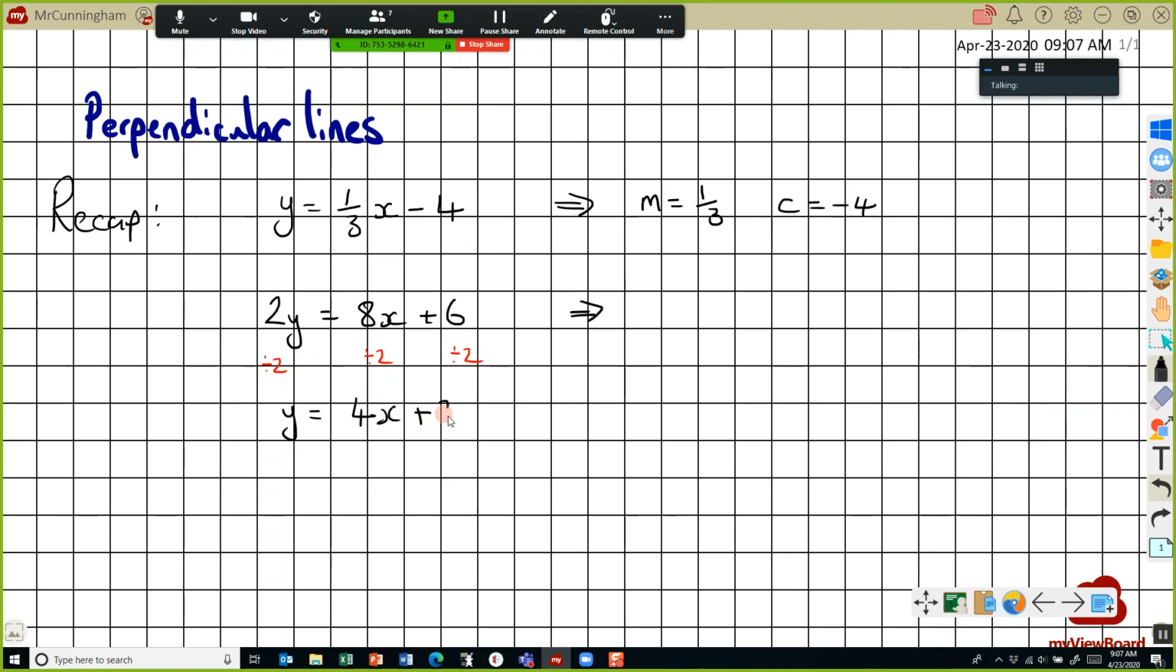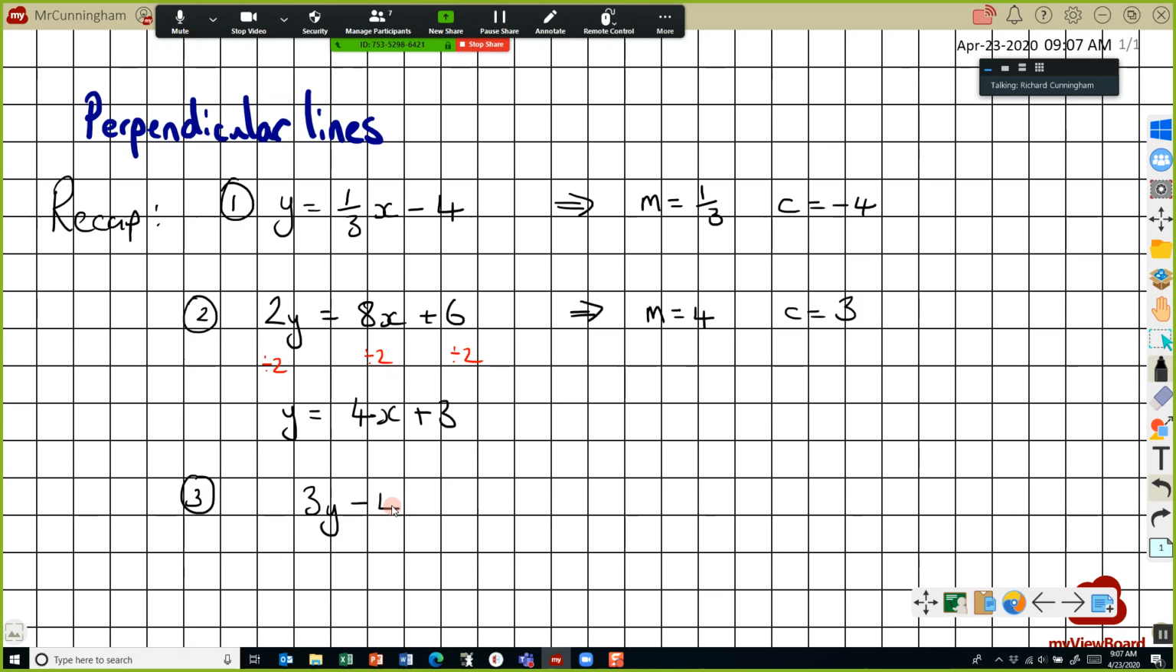So what is the gradient? Excellent. And what is the y-intercept? You see it's on your screen? Yep, that's equal to 3. Good. So just be aware of that if you've got something like this. Okay, what about this one? That's 1, that's 2. What about if I've got something like this?